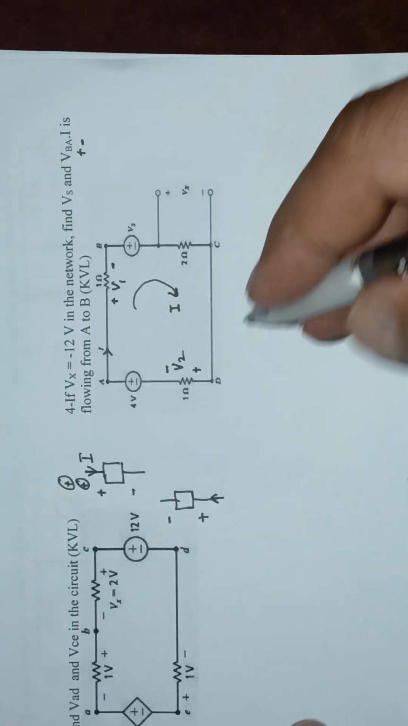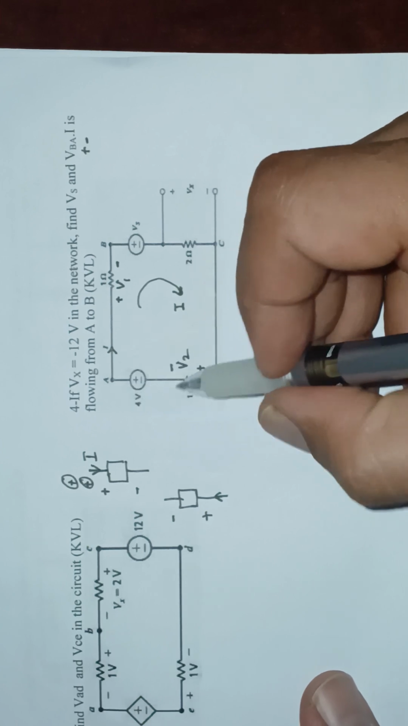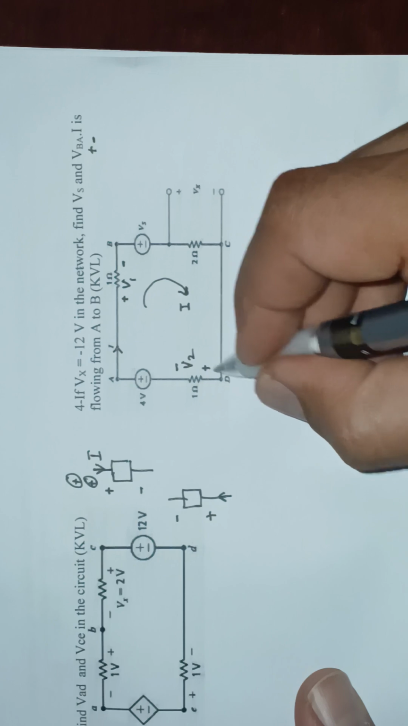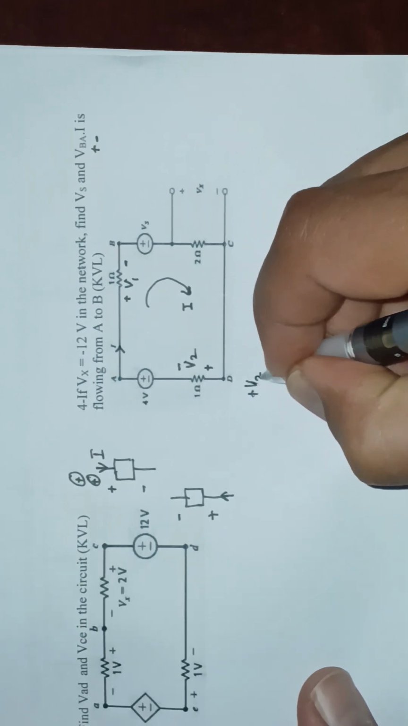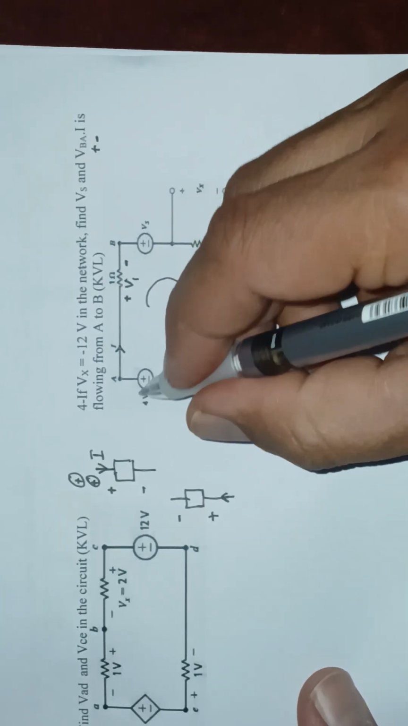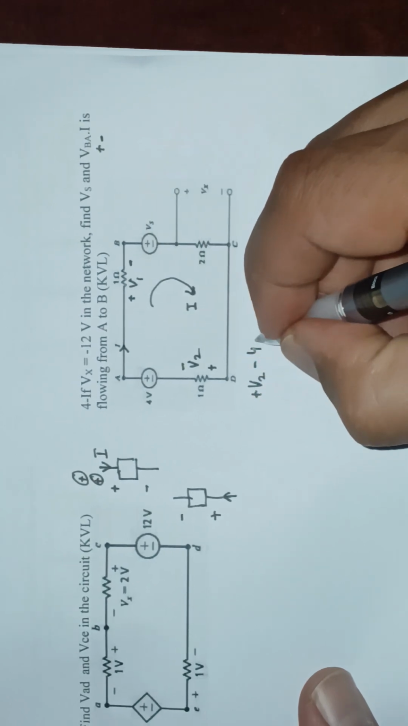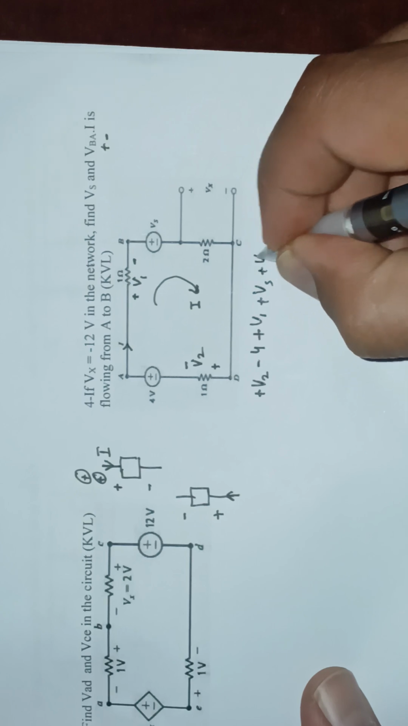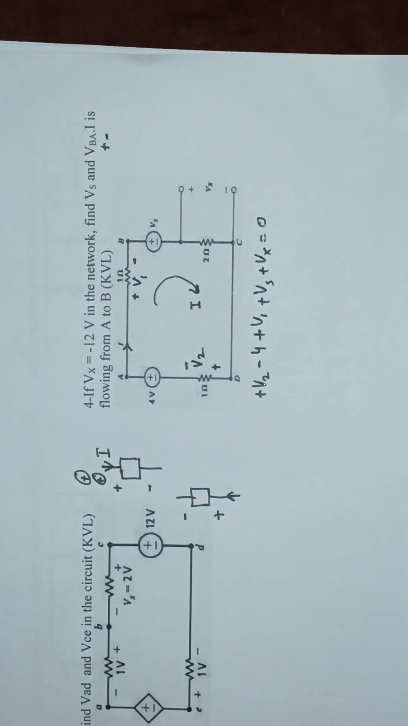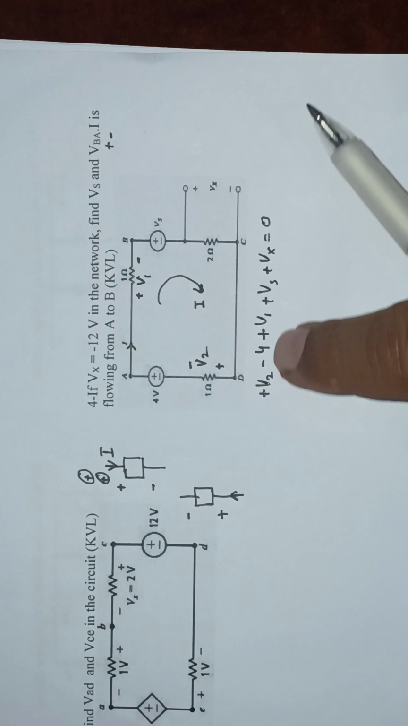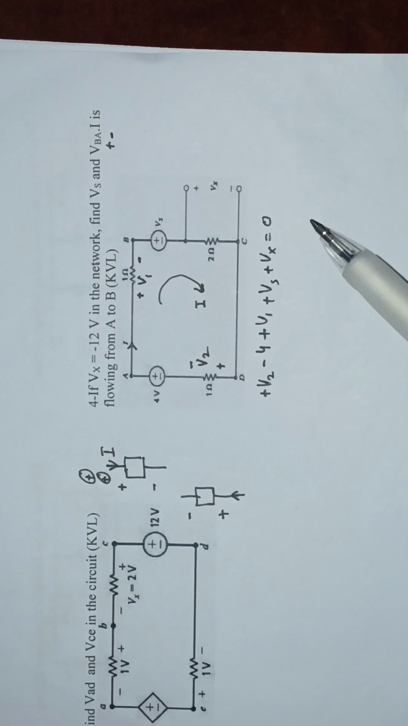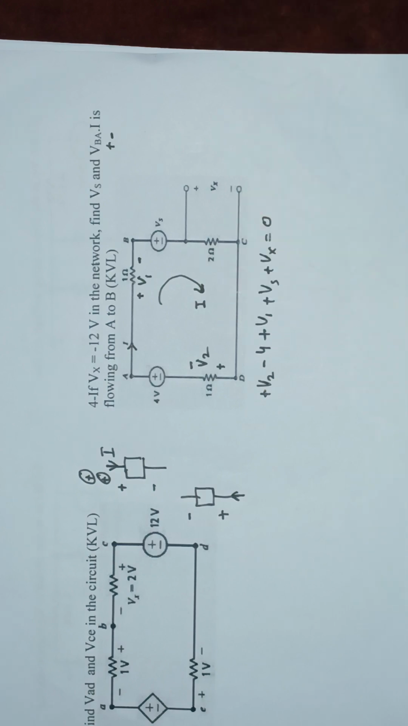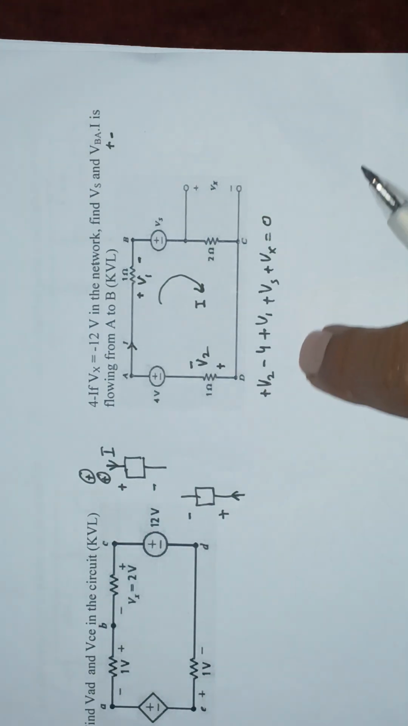KVL, you can start from anywhere. For example, if I start from this low terminal here, a positive charge hits a positive terminal, plus V2, then hitting a minus terminal, so the value 4, plus V1, plus Vs, plus Vx is equal to 0. It is a big mess because we have introduced many variables and this is one equation. Since this is a single loop, I cannot bring in other equations, so I have to think.